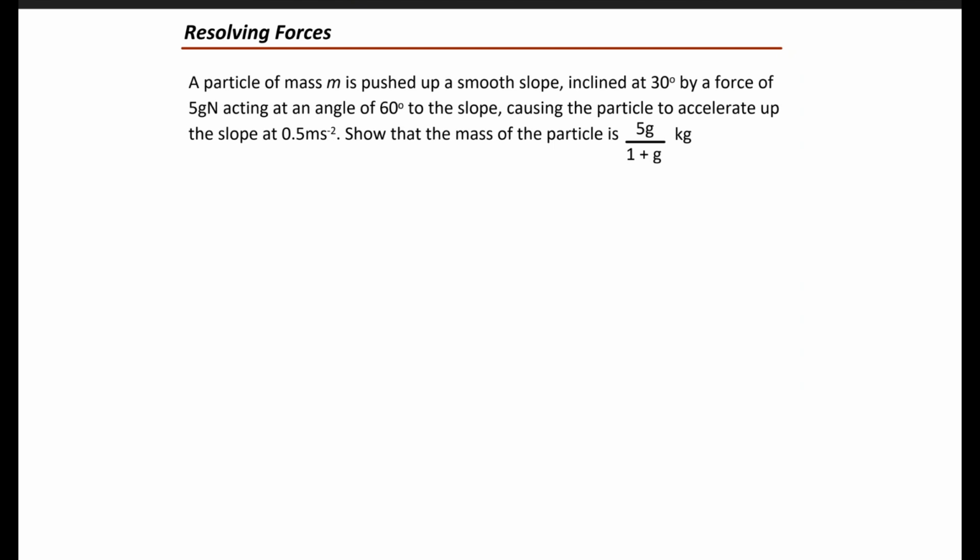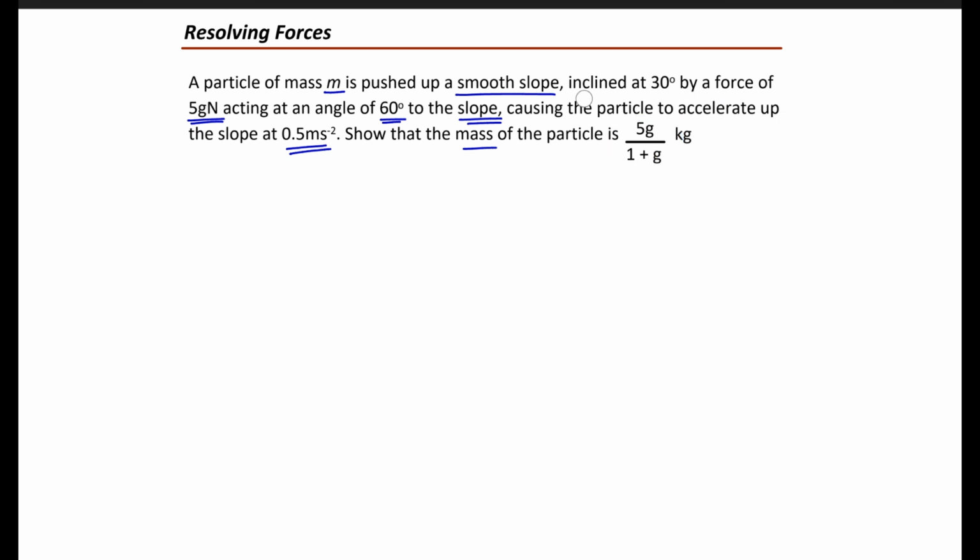So we're going to go through this resolving forces question. This is a worded question, there's no diagram provided, so we're going to work through it slowly and just read the main information given to us. We've got a particle with mass m. It's a smooth slope, so we know that we don't need to worry about friction. There's a 30-degree angle and a force of 5g newtons acting at an angle of 60 degrees to the slope. This is causing the particle to accelerate up the slope at 0.5 meters per second squared. Show that the mass is given by 5g over 1 plus g kilograms.